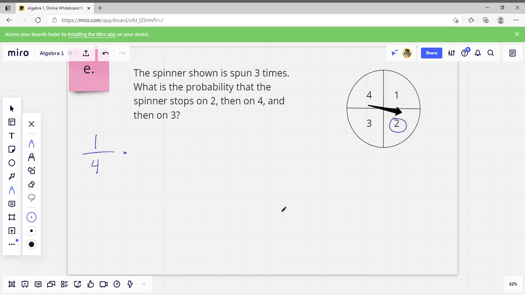Then for our second spin, we still have 4 possible outcomes, and there's only 1 four. And then our third spin, we have 4 possible outcomes, and there's only one, well, this one would be the 3. Okay, so it's 1/4 times 1/4 times 1/4. 4 times 4 is 16. 16 times 4 is 64. So the answer is 1 out of 64.